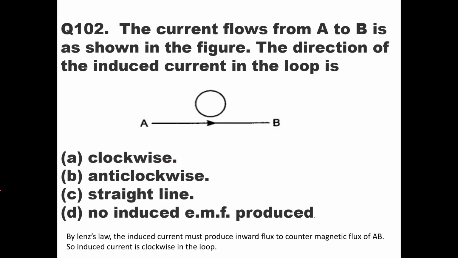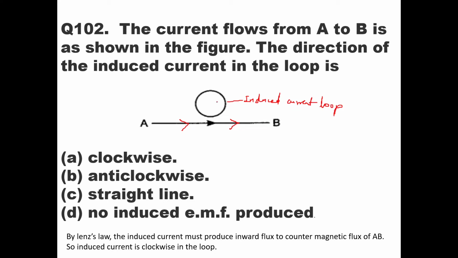The current flows from A to B as shown in the figure. The direction of the induced current in the loop is? Here, if you see, the current which is flowing is in this direction. Now this is the induced current shown in the induced current loop.